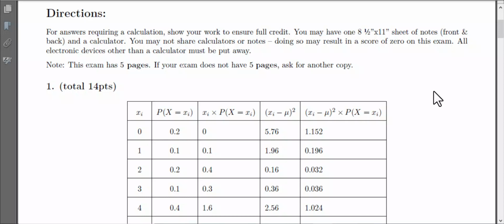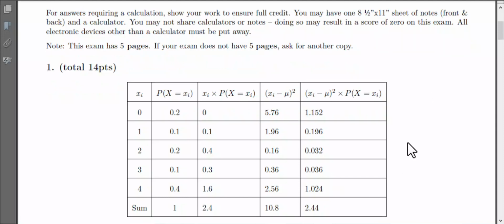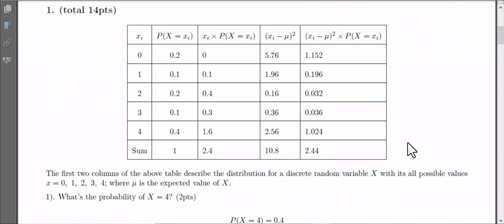Hello, this is the key to the practice exam 2. First, we'll take a look at question number 1. Question number 1 is about the probability distribution of a discrete random variable.